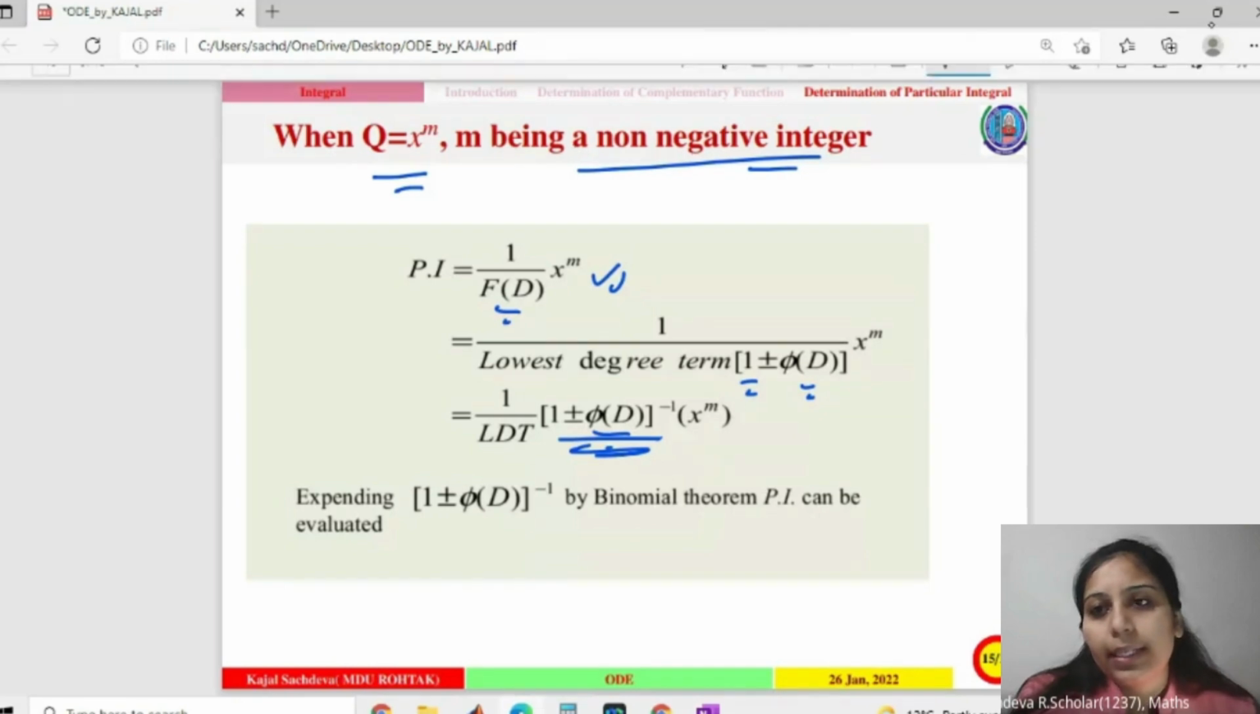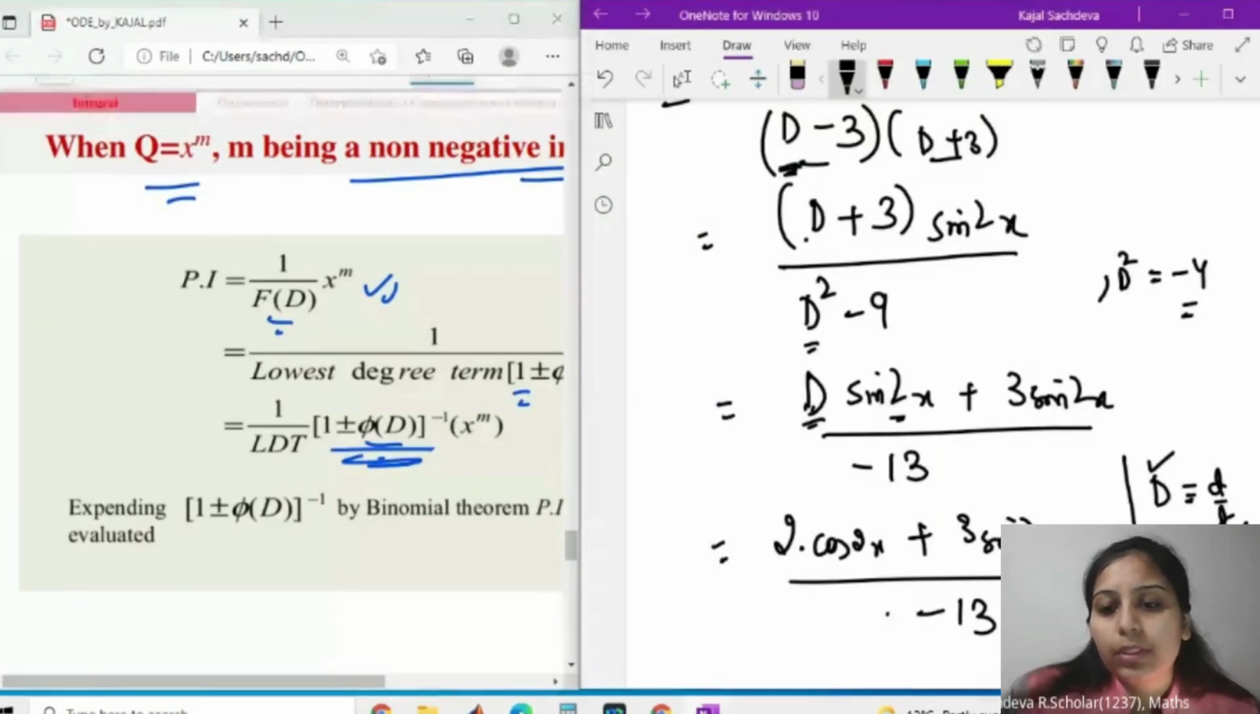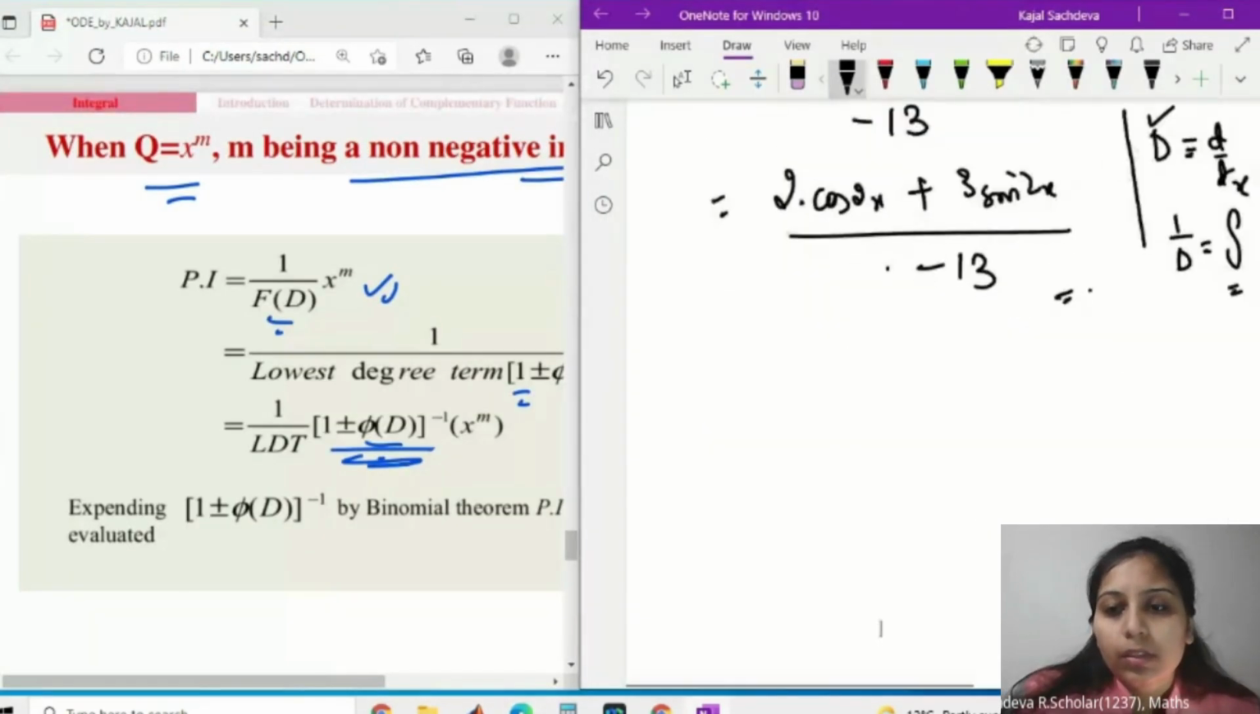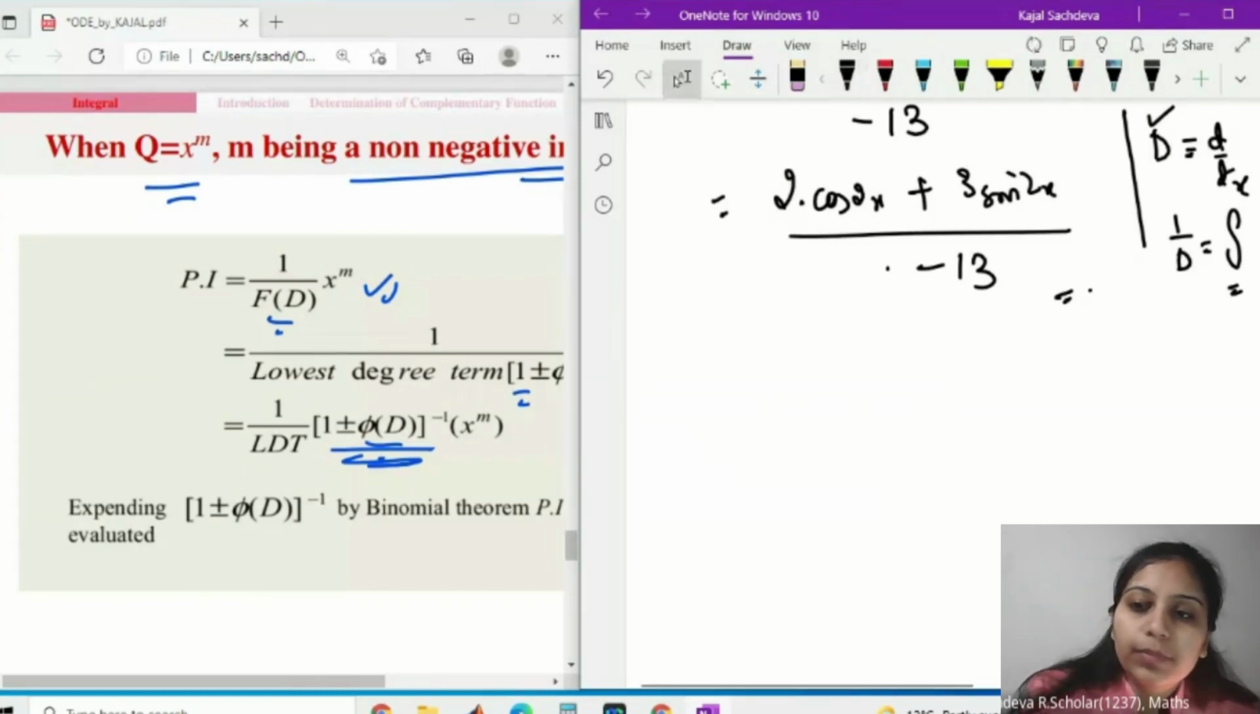So let's take an example, and by this we will do this case. What we are saying, we are going to use some expansion. So let's learn some expansions here. Then we will proceed further.